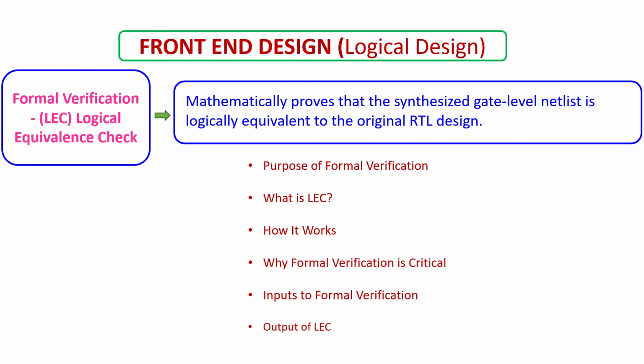And next, what are the inputs to this formal verification? We give the RTL file, synthesized netlist, and constraint files. What are the outputs we are getting from this LEC? We get an equivalency report, either pass or fail, mismatch details if any, and a clean netlist approved for backend. Once we have checked LEC, we give the report to the next stage.